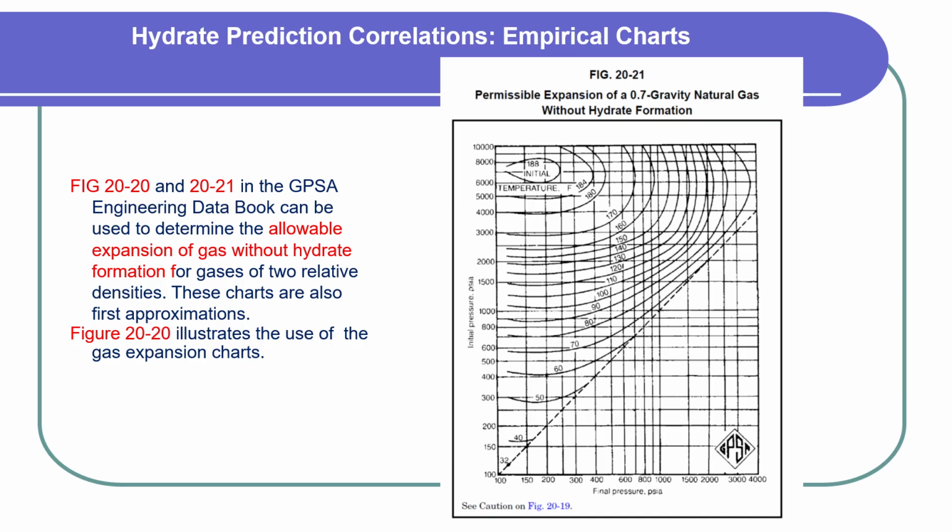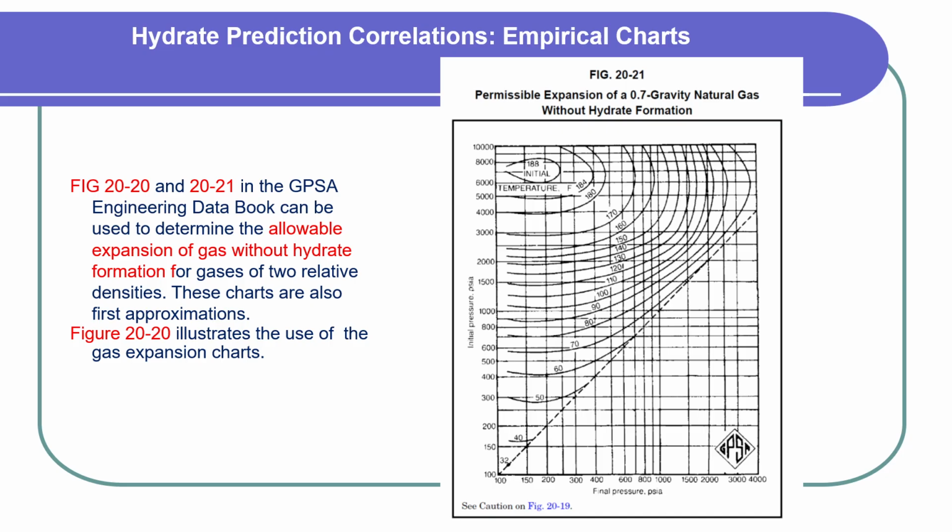This will be represented in this class as two figures, figure 20-21 in the GPSA textbook and figure 20-20. The difference between the two is that figure 20-20 represents the allowable expansion of gas without hydrate formation for specific gravity of 0.6, and 20-21 for gas that has specific gravity of approximately 0.7. And we're going to see one specific example where we describe how to use these charts.